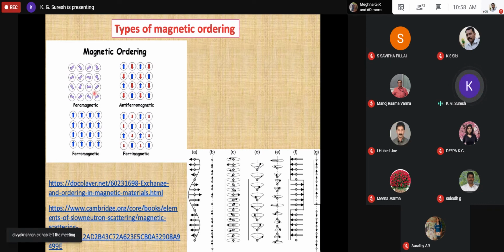The beginning of all these things is nothing but paramagnetism, where there is a thermal energy which will overcome any kind of interaction energy among the spins or the magnetic moments, and therefore there is no ordering. This is not an ordering.